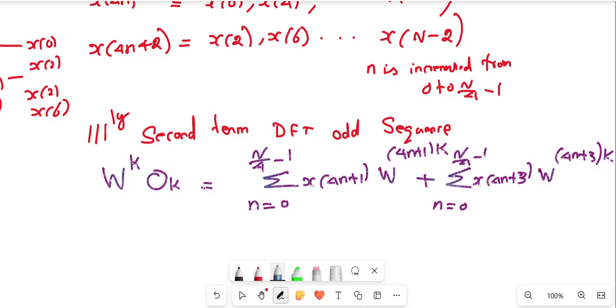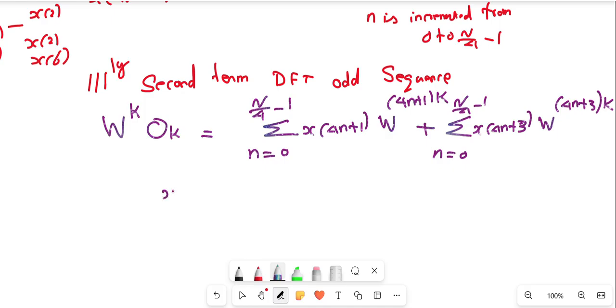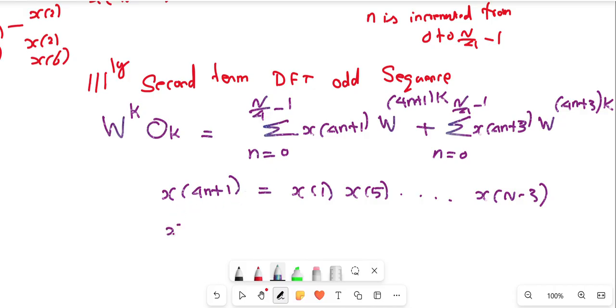So now what is x of 4n plus 1? You will get the even of the original odd sequence. So that is x of 1 and x of 5, like that it will go up to x of n minus 3, and x of 4n plus 3 becomes the odd of the original odd sequence. So x of 3, x of 7 will go up to x of n minus 1.